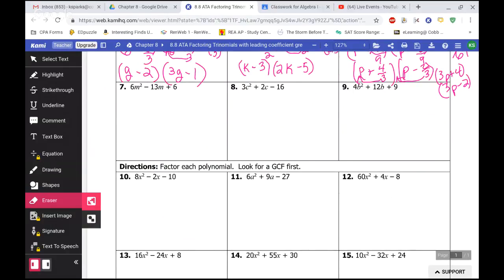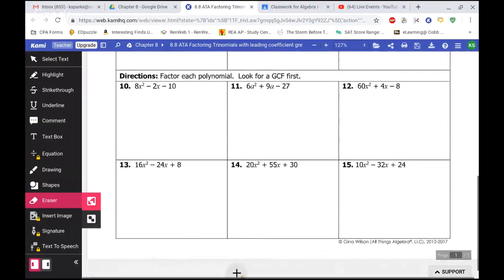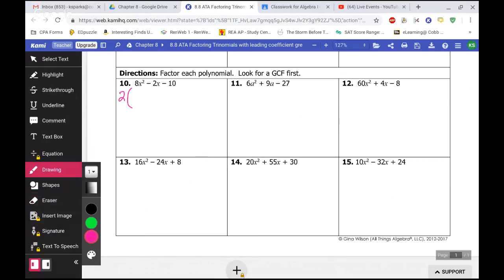All right, I'm going to let you all do 7, 8, and 9 on your own. And I'm going to move on down to number 10, where you have to factor out each of the GCFs first. So when you look across on number 10, we can see that there's a common factor, greatest common factor of 2. So the first step is going to be taking out a 2 out of each term.